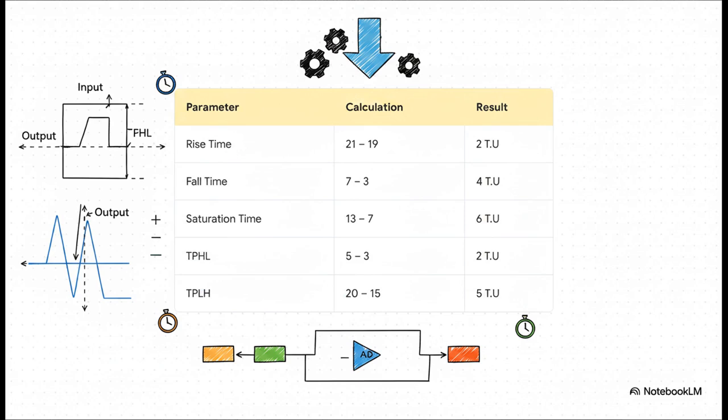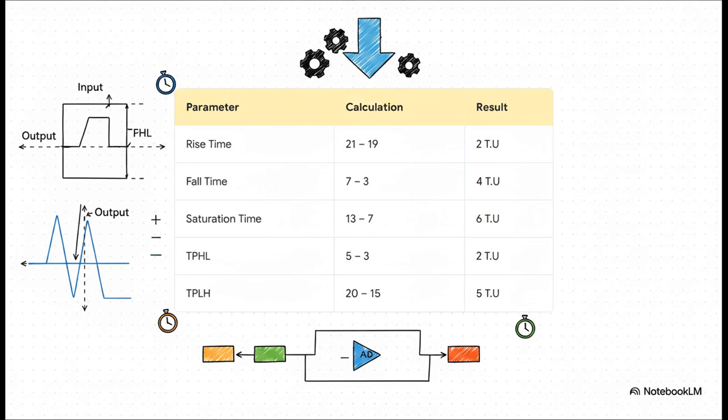First up, the rise time for the output signal. That's how long it takes to go from low to high. So we calculate that as T7 minus T6. That gives us 2 time units. Easy enough. Next, the output's fall time. That's the high to low edge. So we calculate it as T3 minus T1, which is 4 time units. Then saturation time, how long it stays high. That's T4 minus T3, or 6 time units.